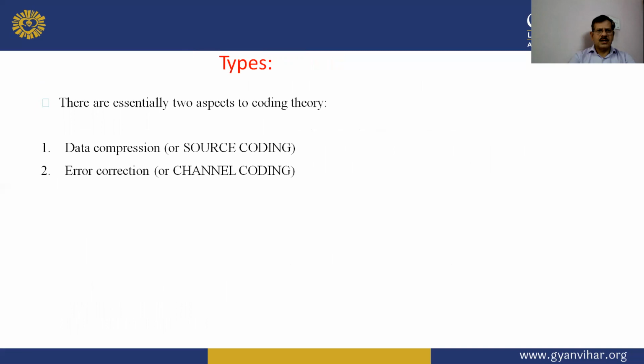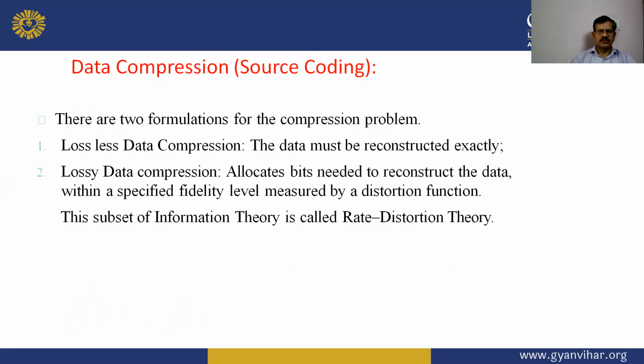There are two aspects of coding theory types. First one is data compression or source coding. Second one is error correction or channel coding. So these are the two types of coding theory.